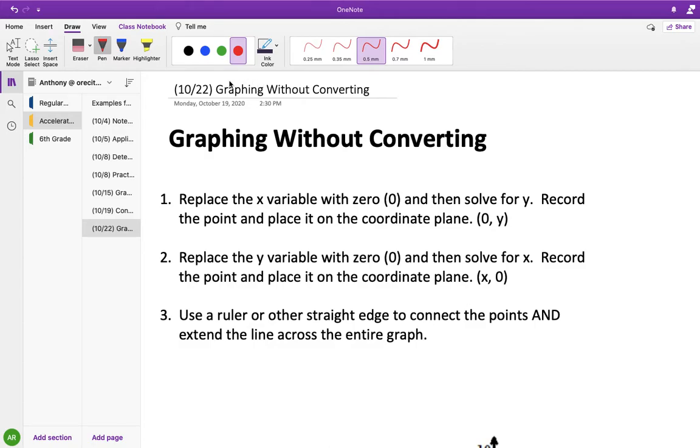Go ahead and put the title at the top, graphing without converting. The date should be underneath that. It's either the 22nd or the 23rd, depending on what day you have class. Okay, first heading, graphing without converting.